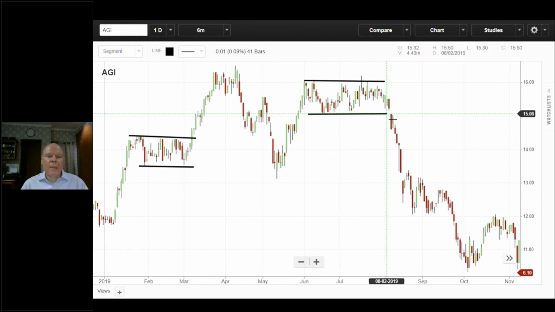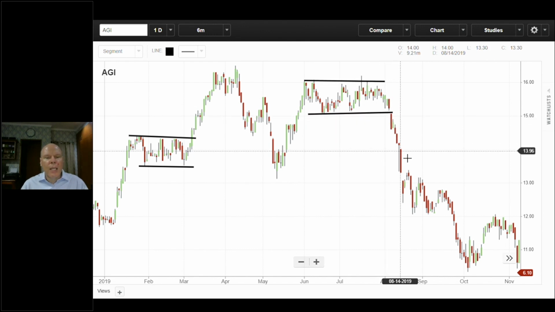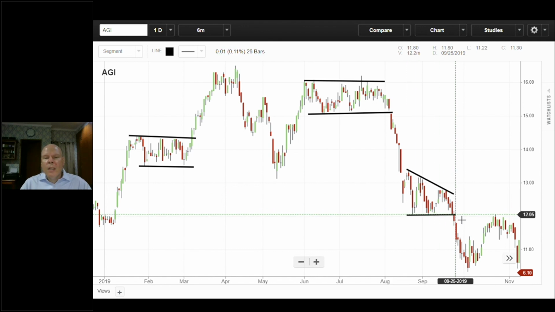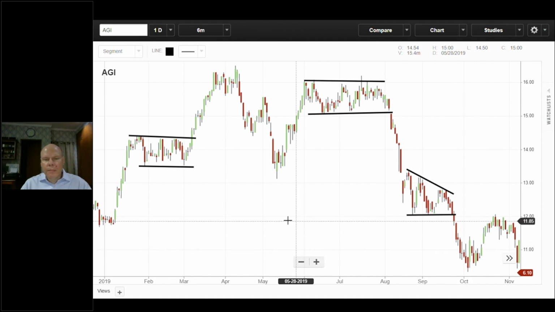Again, flat top, flat bottom, another rectangular range. This one broke out topside. Then it started falling back down again. And after falling tremendously, it became oversold and it built a new pattern. So let's draw our two lines. If you notice here, the flat line is your demand line and the selling line is going down. So that's a descending triangle. And eventually it broke down.